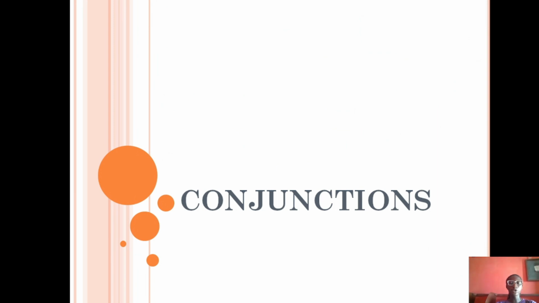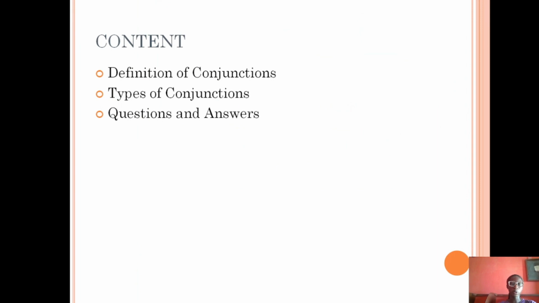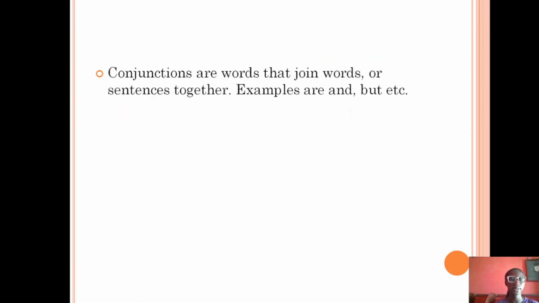So in place of using therefore to keep on joining your words and making grammatical errors, I will teach you on the subject of conjunctions and how to use them properly. For this topic, we'll define conjunctions, we'll look at types of conjunctions, and also look at examples. And finally, we'll answer questions on conjunctions. So let's get right into it.